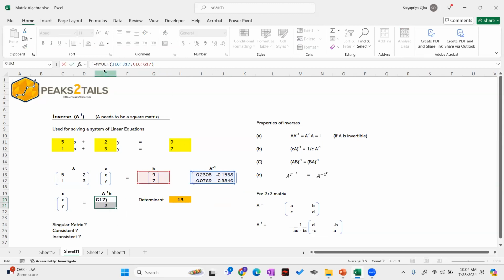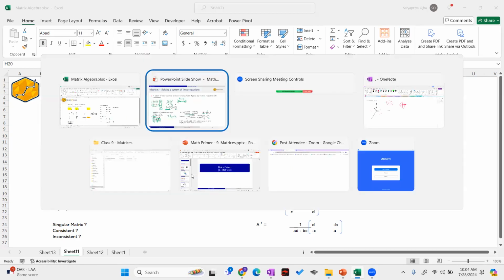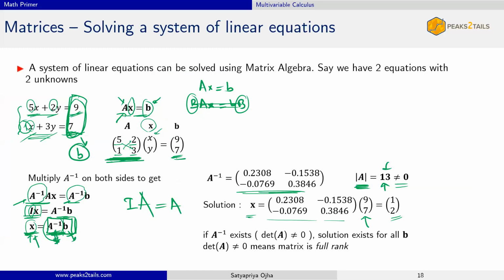A inverse times B. For multiplying matrices, we have this function called MMULT, and you pass the A inverse here and B here, you get the answer 1, 2. Okay. For determinant also, we have a function called MDETERM, and that gives the determinant. Okay. Straightforward. Any questions? And please remember, A has to be a square matrix.